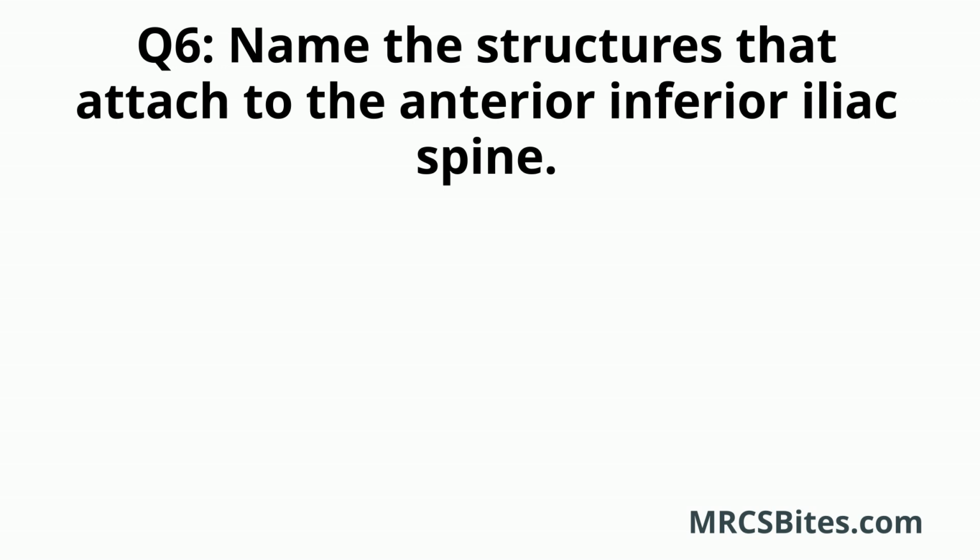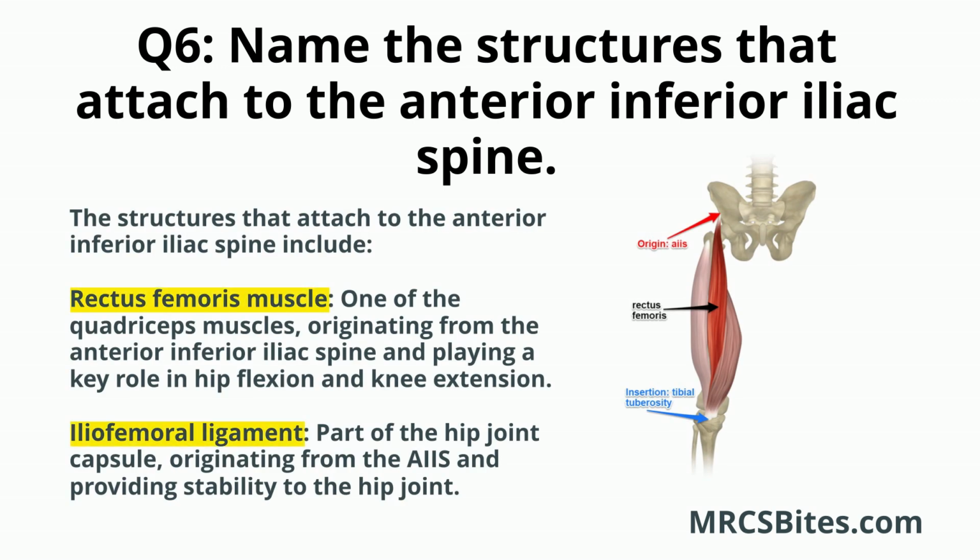Question 6. Name the structures that attach to the anterior inferior iliac spine. The structures that attach to the anterior inferior iliac spine include rectus femoris muscle, one of the quadriceps muscles originating from the anterior inferior iliac spine and playing a key role in hip flexion and knee extension. Iliofemoral ligament, part of the hip joint capsule, originating from the AIIS and providing stability to the hip joint.